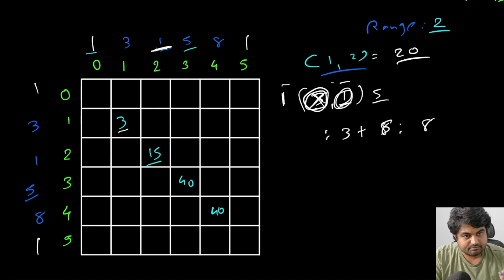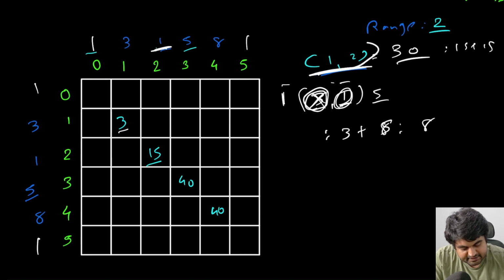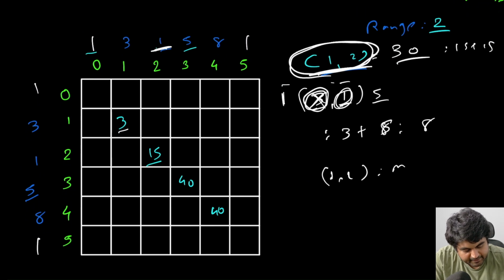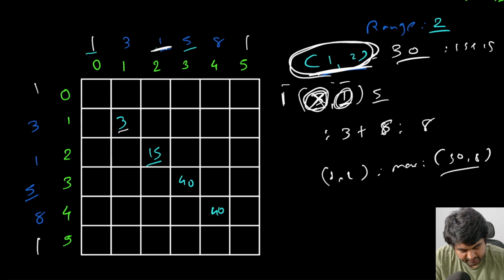So in this case, the higher value is going to be the maximum value that we can generate. Oh sorry, this value was supposed to be 30 not 20, because remember we did 15 plus 15. So now the maximum coins that we can generate between range 1 to 2 would be the maximum between 30 and 8, and we know that maximum value is going to be 30, so we will just mark 30 over here. This defines that this is the maximum number of coins we can generate for this particular range.